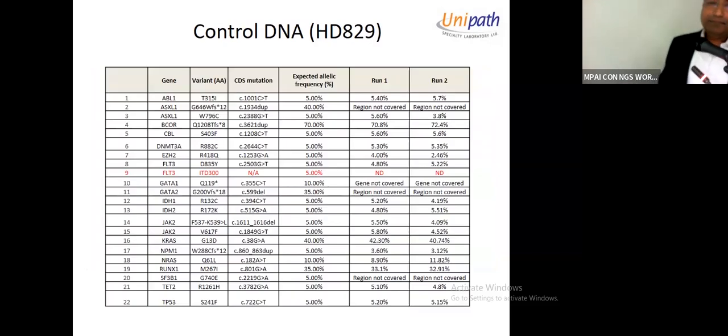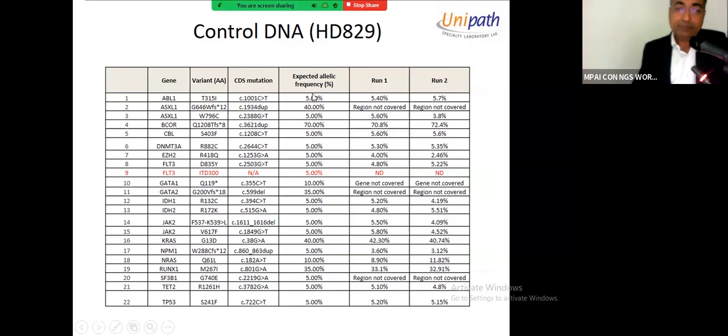In this particular case, this is the HD729 control that we used for our validation. And you can see, like ABL1, expected allele frequency 5%, we were getting 5.4% and 5.7% in 2 runs. You could see most of the things are being picked up except ASXL1. Now you should know that ASXL1 in this assay is not properly covered. This duplication, which is seen many a times, is not properly covered in this assay.